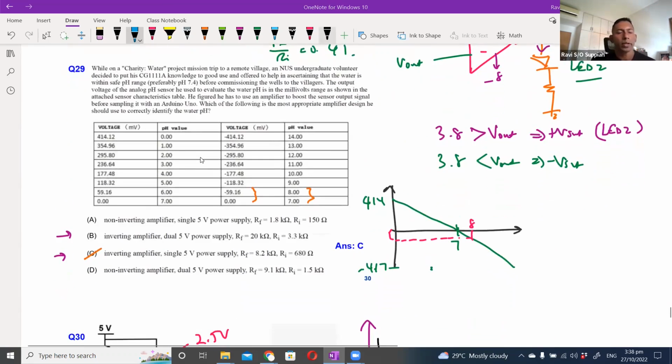Okay, for question 29, why do we choose C over B? Because C has a higher gain than B. Both of them are similar except that C has a higher gain, which means that you get a better accuracy for the ADC conversion.